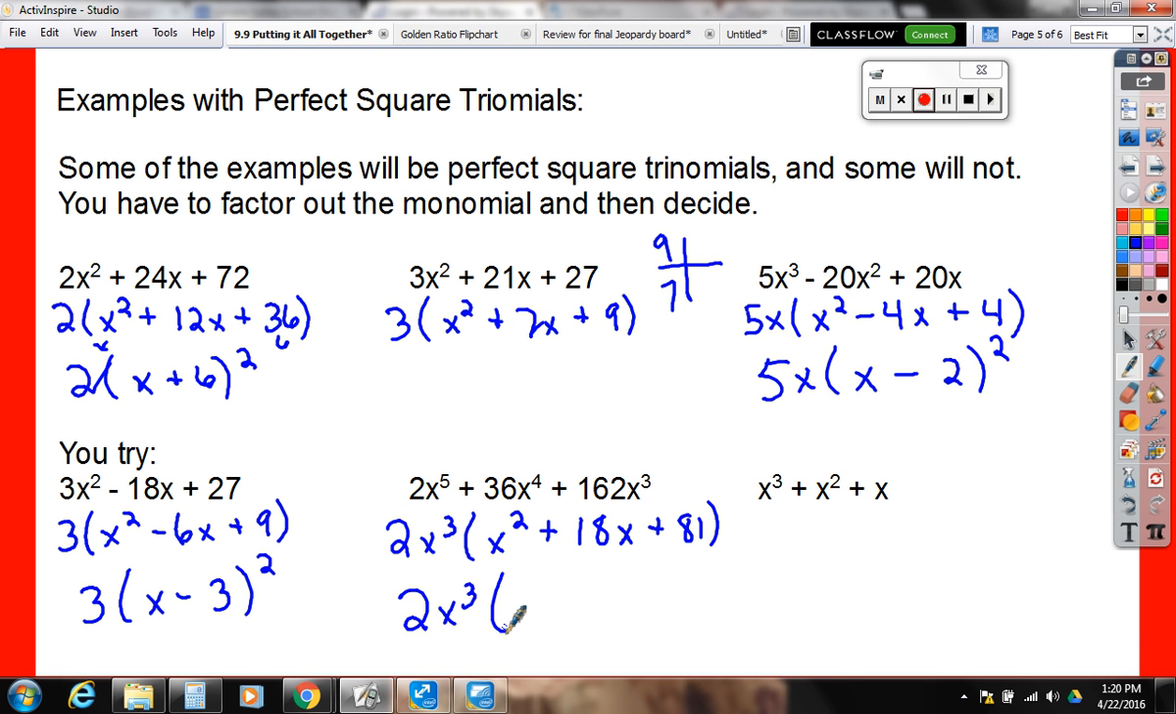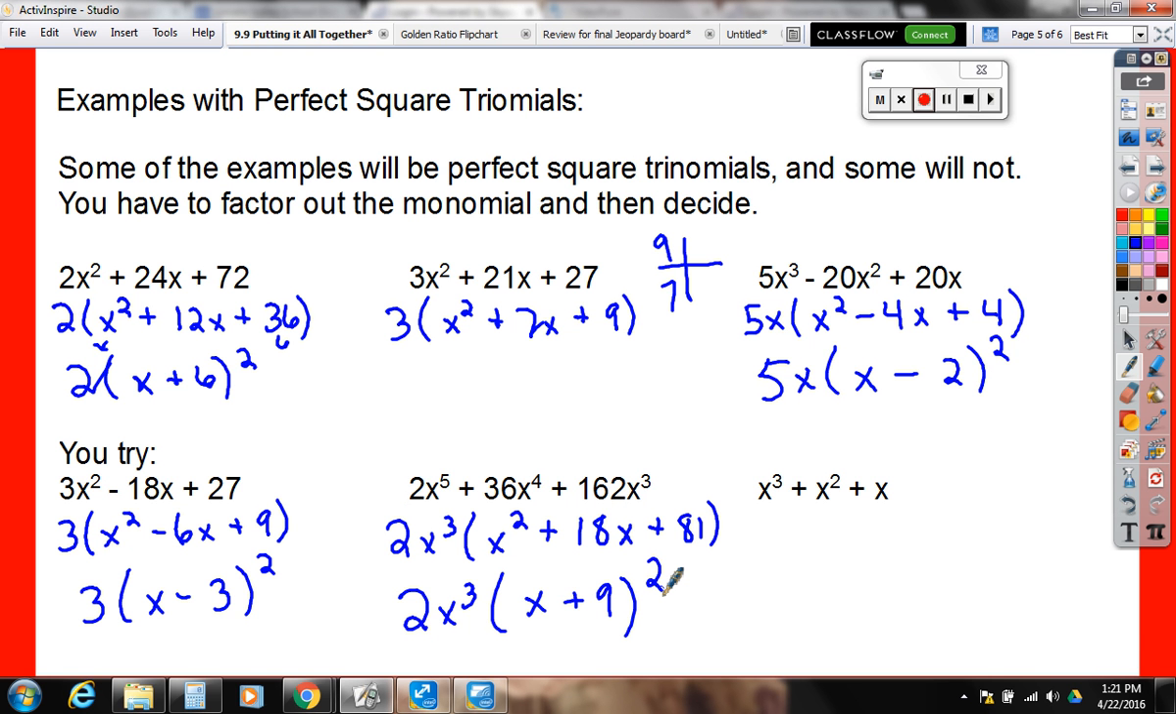Oh, just a 9 here? Oh, it's x plus 9. Good. To the second. To the second. Good, nice. All right, one more.